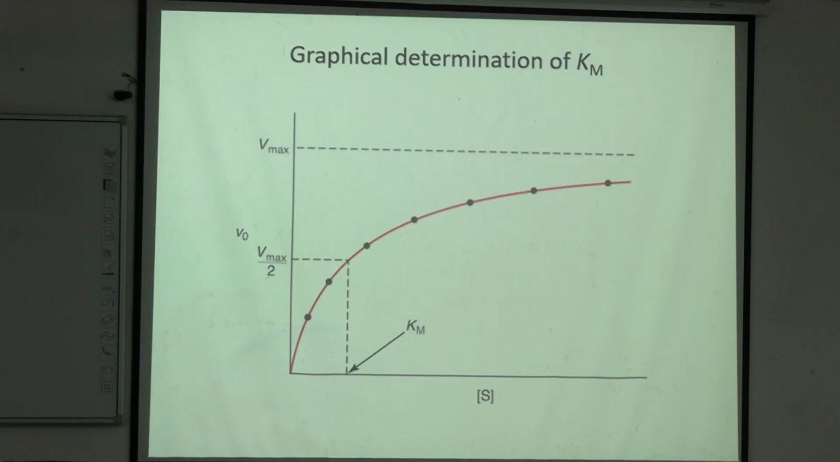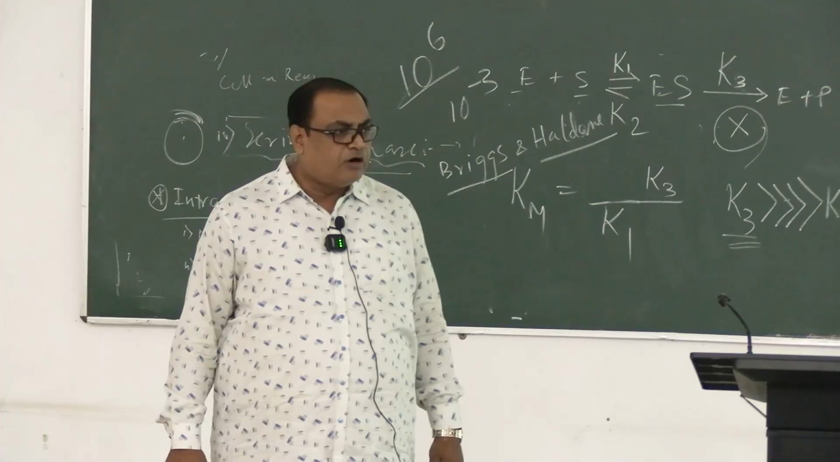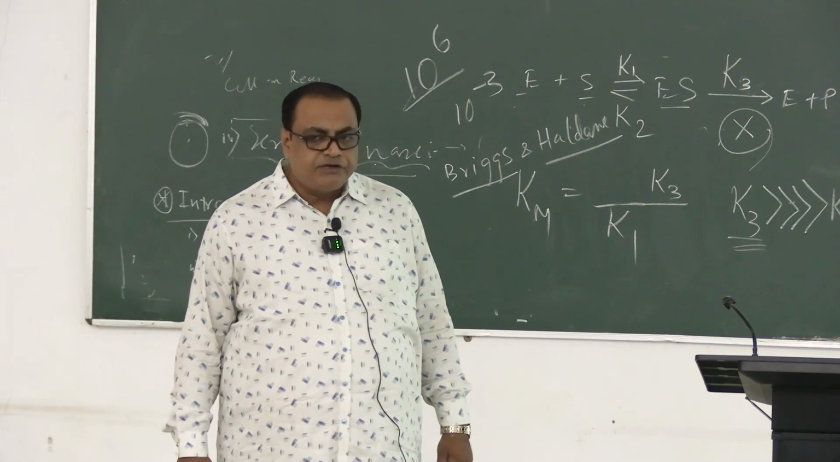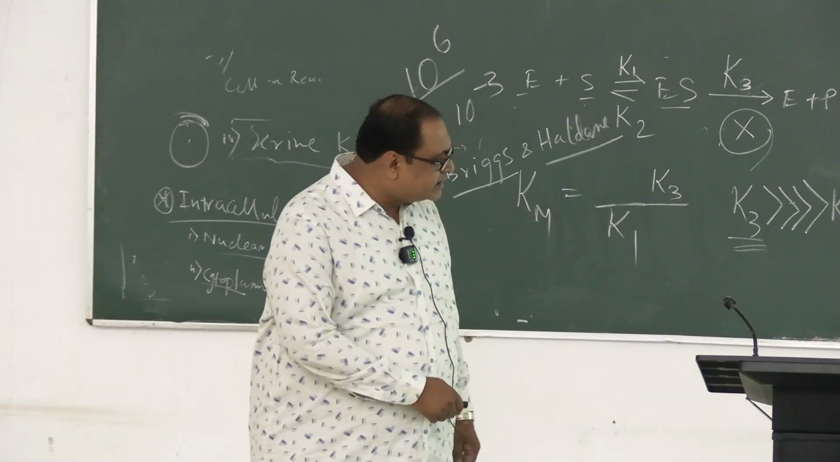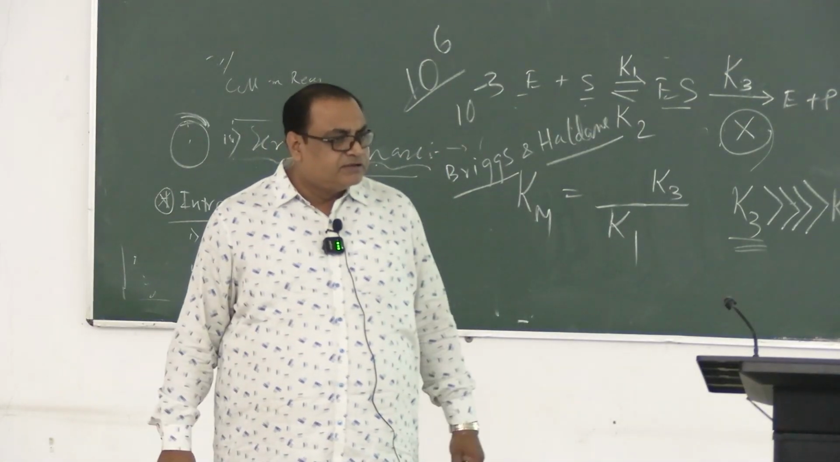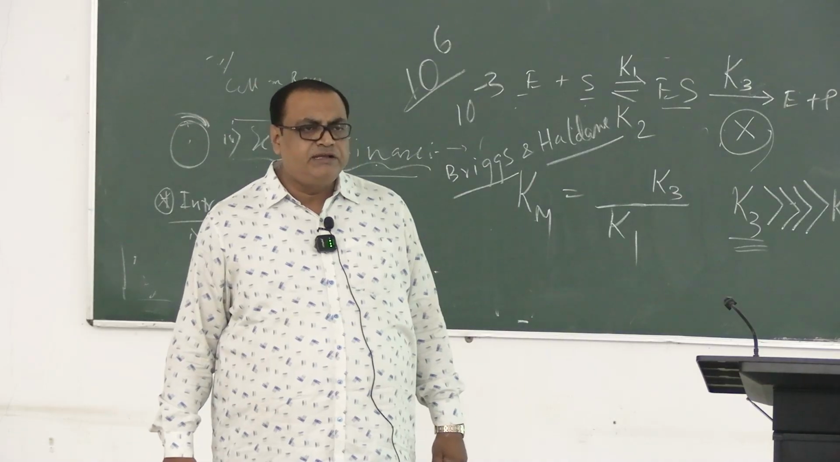Vmax by 2. Now extrapolate on x-axis from that point. Whatever value you get is the numerical value of Km. What is the unit of Km? What is the unit of x-axis? Moles per liter. That means unit of substrate. So what does it define?